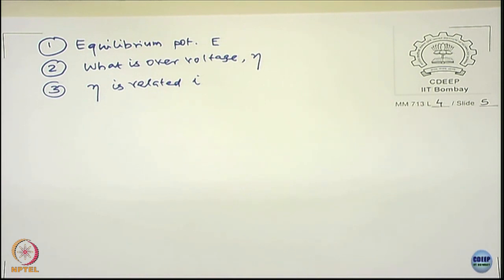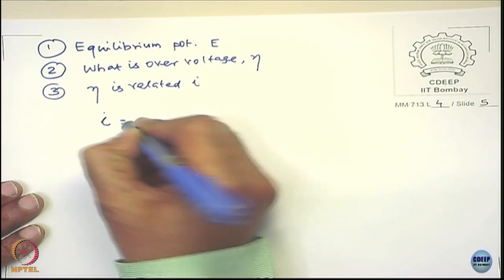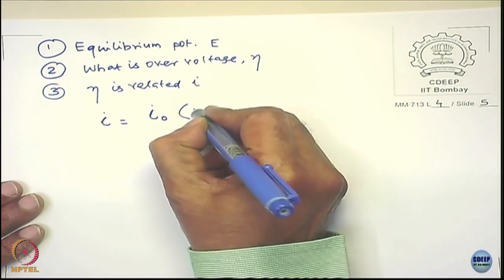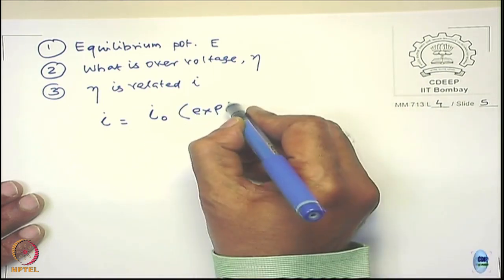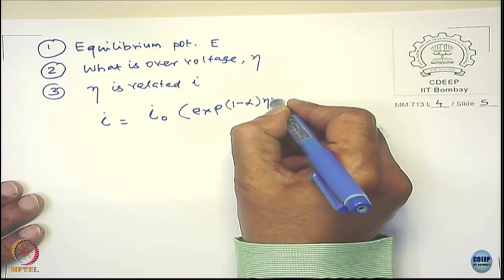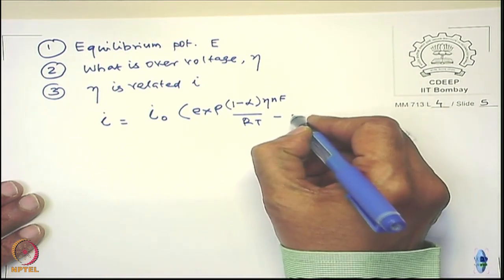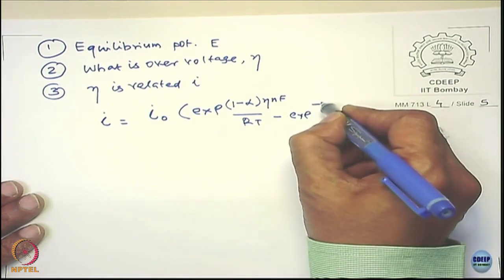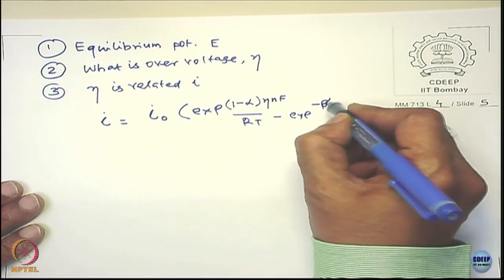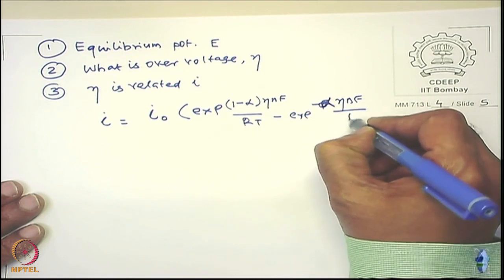Actually, there is one more. If you are really keen, I will write the equation here. And those of you who want to understand better, a better equation to represent this electrochemical kinetics is I is equal to I naught exponential (1 minus alpha) eta n F by RT, minus exponential minus alpha eta n F by RT.